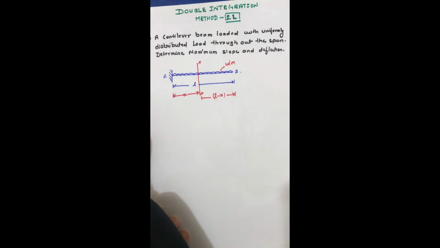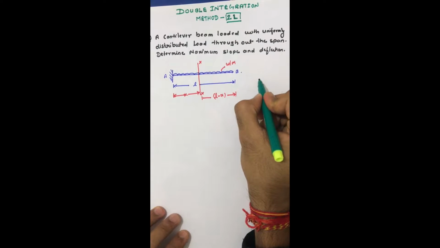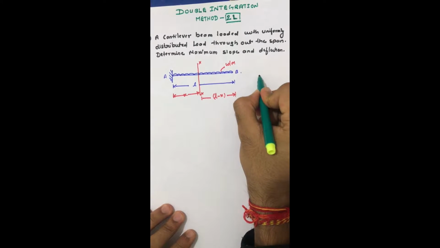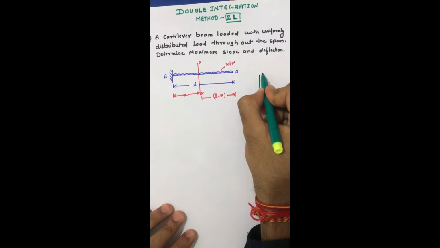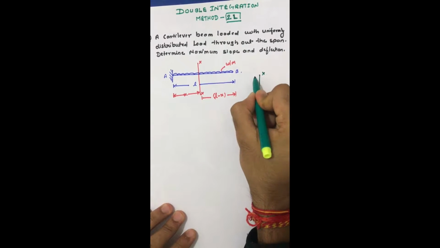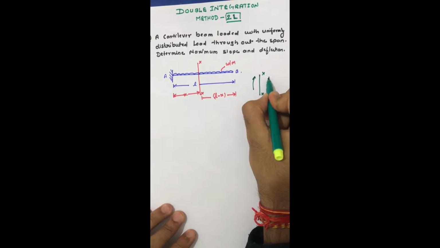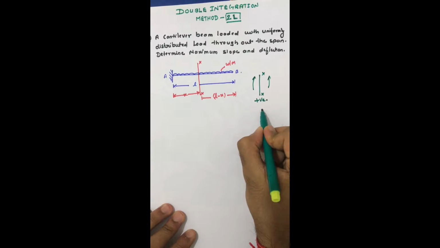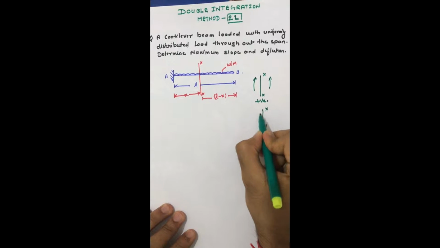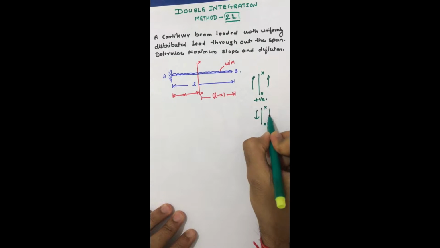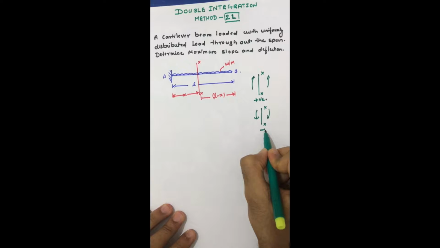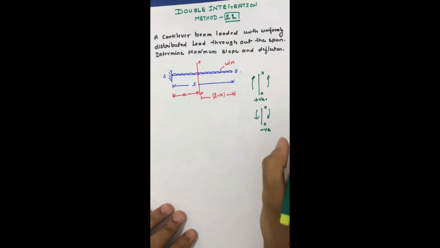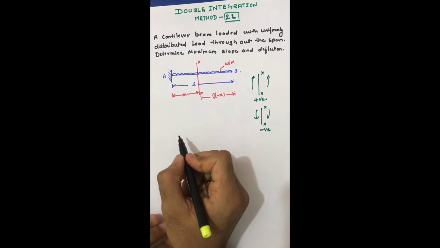Before going there, let us understand the sign conventions. In a given section, whatever load is acting in the upward direction, either to the left of the section or to the right of the section, we are taking it as positive, right? And if the load is acting in the downward direction, then for that we are considering the bending moment to be negative, right? Here we'll apply the same sign convention and we'll approach like this.